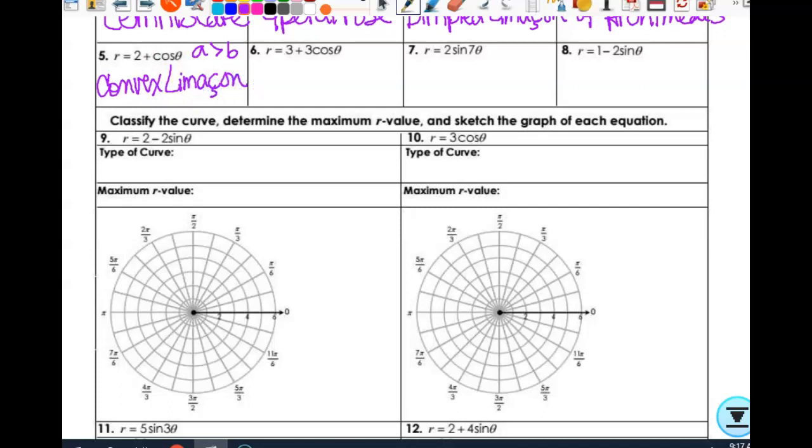Okay. So on number 6, A equals B. So what does that make it? Cardioid. All right. So 7, r equals 2 sine 7 theta. 7 petal rose, good, because it's odd. And then here A is less than B. Limacon with inner loop, good.